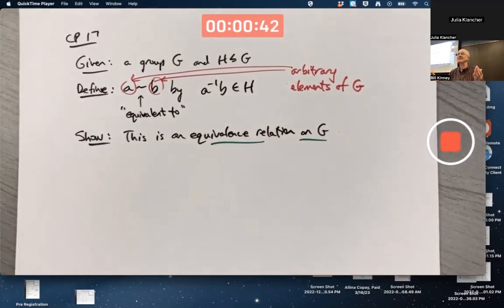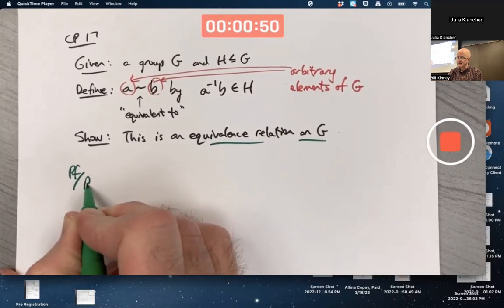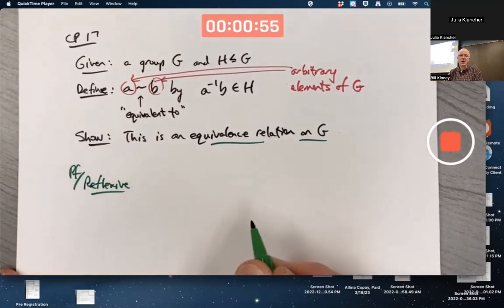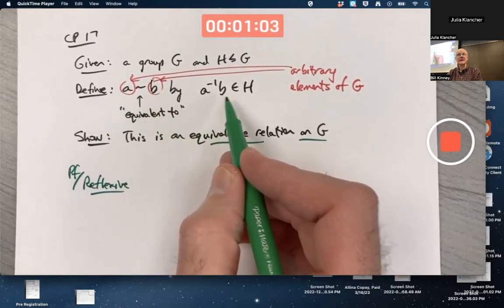So again, it's always nice with your equivalence relations. It goes in alphabetical order: reflexive, symmetric, transitive. So with the reflexive property, we want to show any A in G is equivalent to itself. For A to be equivalent to A, that would mean A inverse times A would have to be in H.